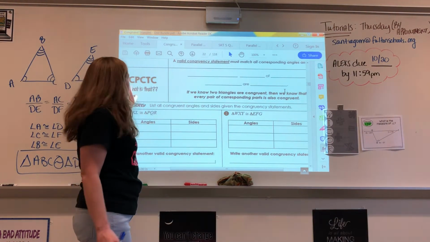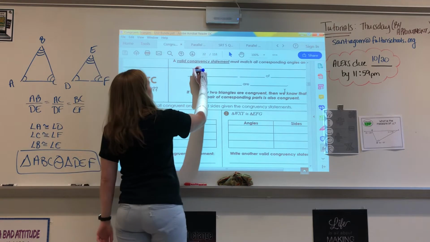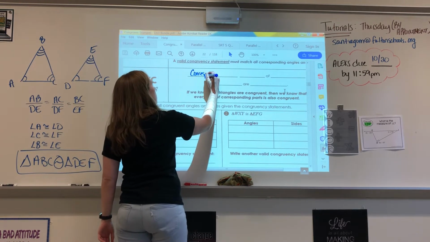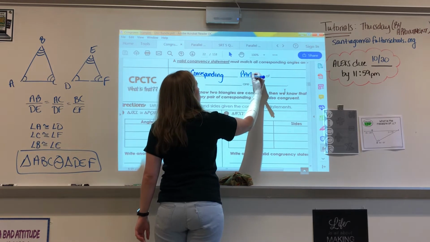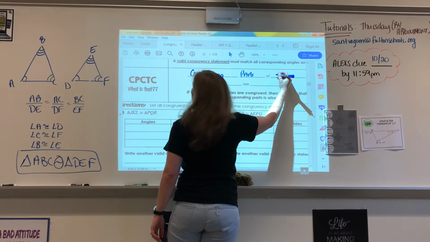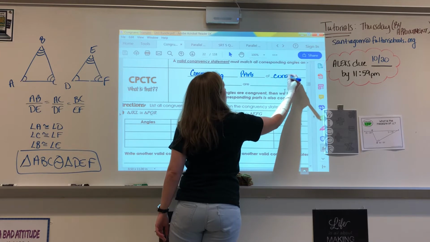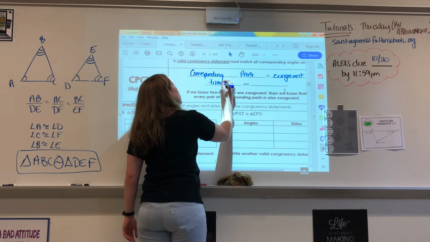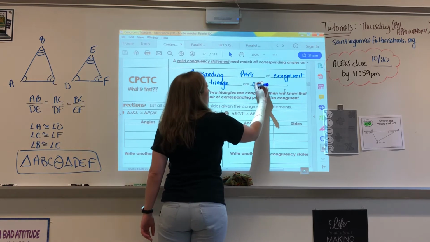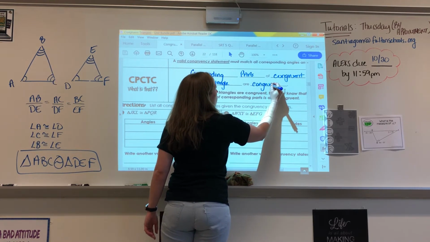Sounds weird. CPCTC means corresponding parts of a congruent triangle are congruent. It's a weird phrase.